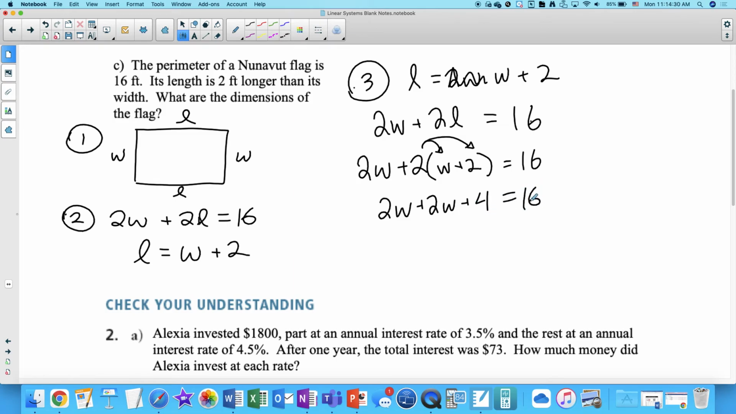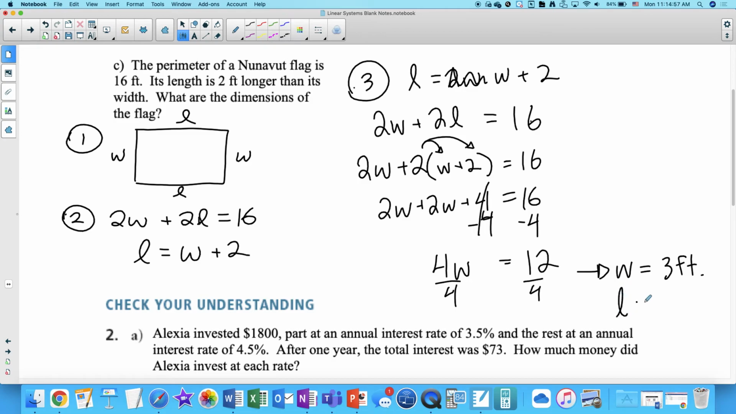Okay, and then you can solve minus 4. So this ends up being 4W equals 16 minus 4, which is 12. And then divide by 4. The width is 3 feet. Okay, what's the length? 5, right, because it's 2 more.